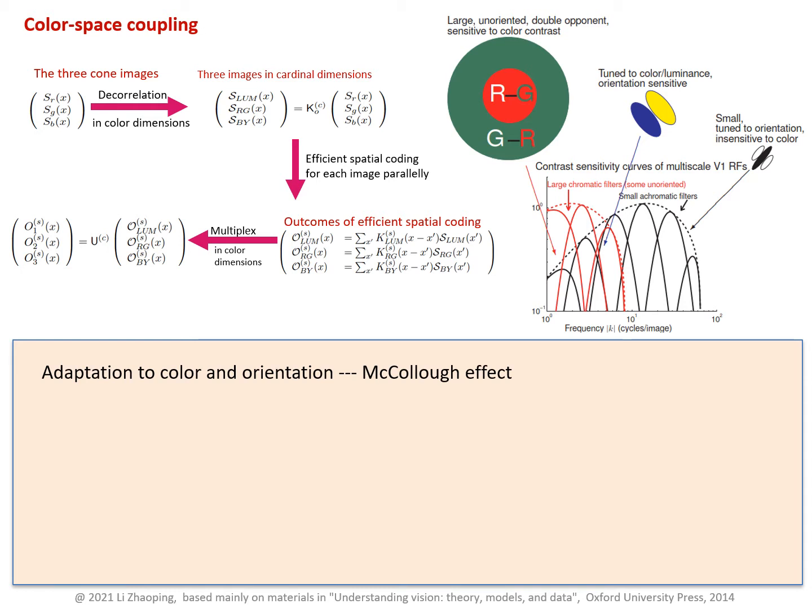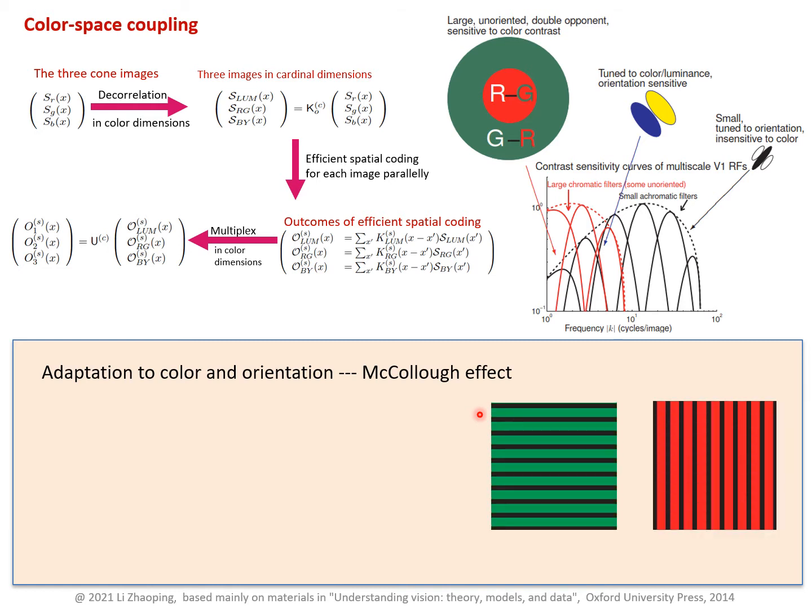V1 neurons tuned simultaneously to color and orientation are likely the basis behind a color adaptation effect that is contingent on the orientation of the inputs. For example, if we look at these green horizontal stripes and these red vertical stripes, looking here and back and forth, presumably the neurons tuned to green horizontal are being adapted, and also the neurons tuned to red vertical are also being adapted during this process, so that after sufficient adaptation, perhaps 1 minute, these neurons become less sensitive or less responsive.